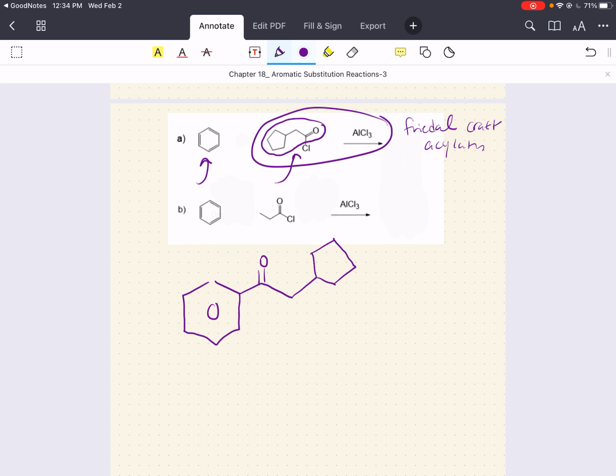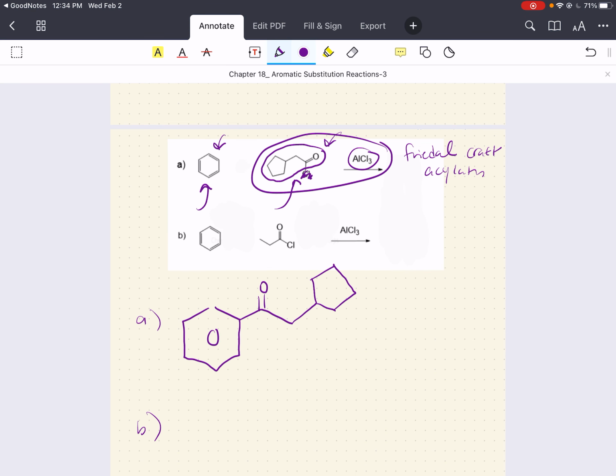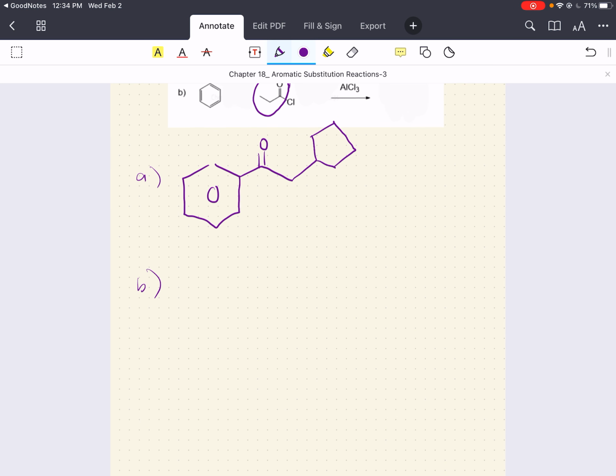All right, so we know this is a Friedel-Crafts acylation. We have this group along with aluminum trichloride. We know that what we're going to add is this acyl group to our benzene ring, minus the leaving group that we have here, this halogen. So we're just going to go ahead and attach this to our benzene ring. Same goes for B. This is again a Friedel-Crafts acylation, and what happens is we're going to add this group, minus the chlorine, to our benzene ring to give us a product that looks like this.